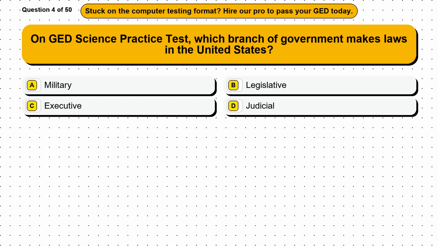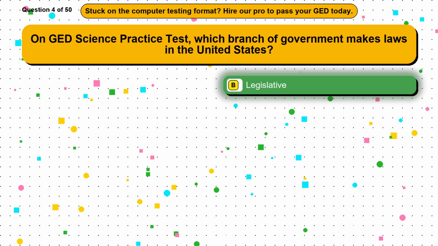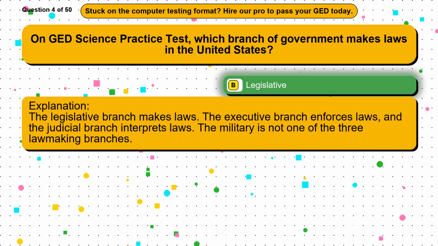Question 4. On GED Science Practice Test, which branch of government makes laws in the United States? Option A, military. Option B, legislative. Option C, executive. Option D, judicial. The correct answer is option B. Legislative. The legislative branch makes laws. The executive branch enforces laws, and the judicial branch interprets laws. The military is not one of the three lawmaking branches.